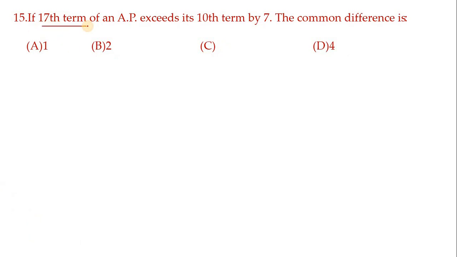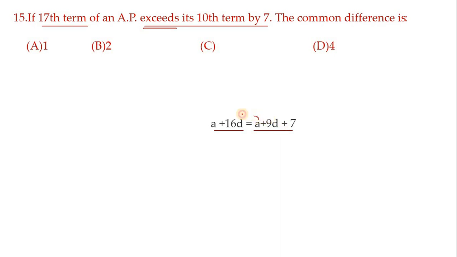17th term means A plus 16D. It exceeds its 10th term, means A plus 9D plus 7, because the 17th term is equal to the 10th term plus 7. Why are we adding plus 7? Because they are saying it exceeds. Exceeds means more. So the 17th term is equal to the 10th term plus 7.